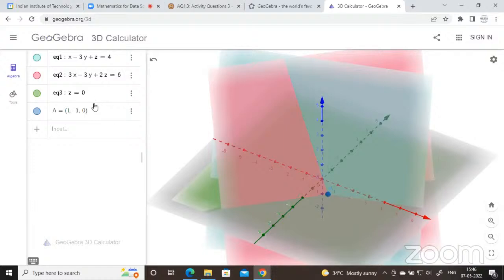Is it clear what happened when z becomes 0? We are on the xy plane. So my intersection will be like in the 2D case. When z becomes 0, in these 2 equations, z becomes 0. And in R2, how we solve a system of 2 equations, that's how it works.